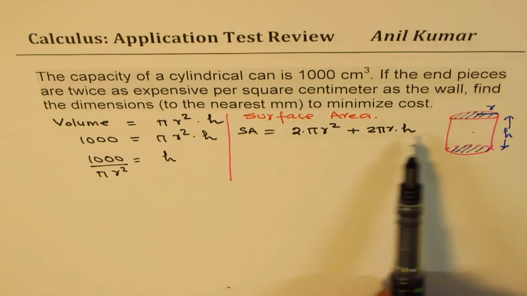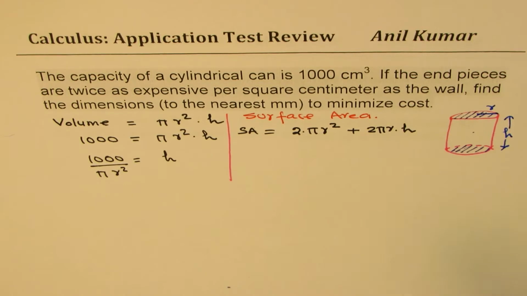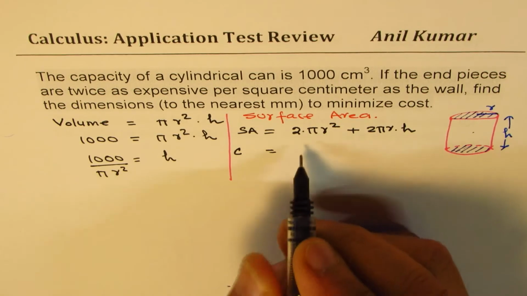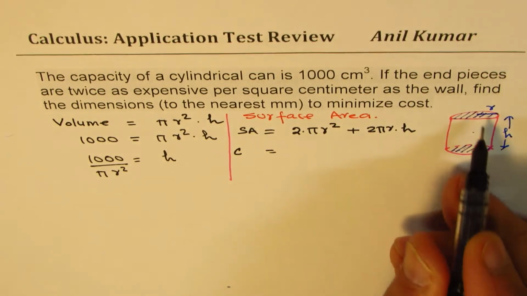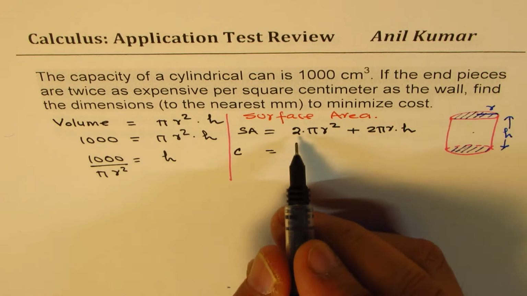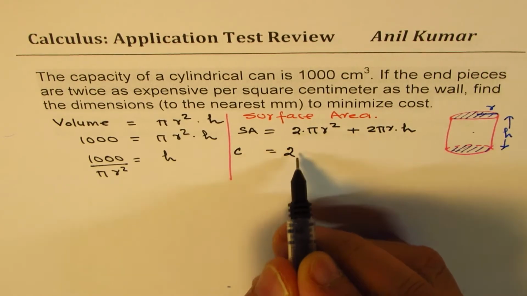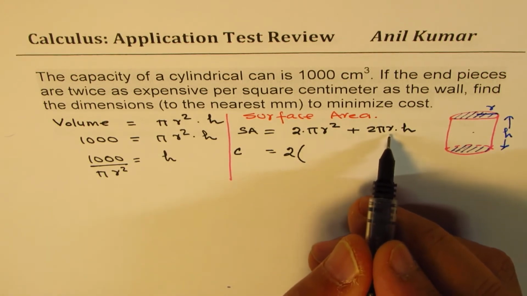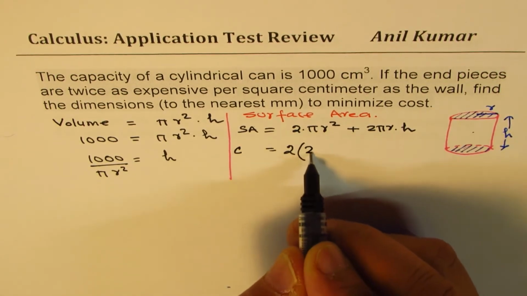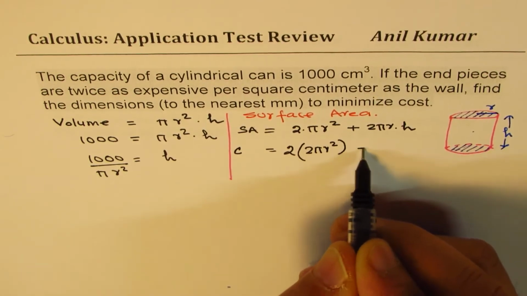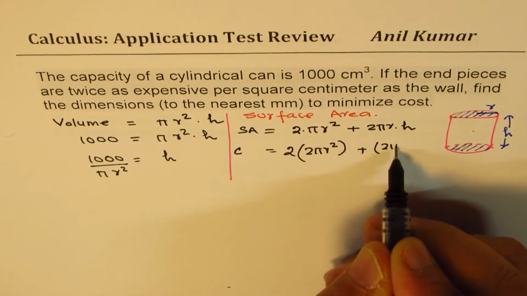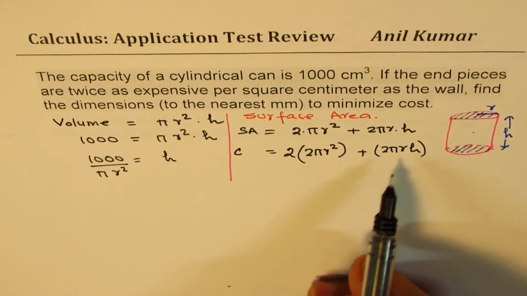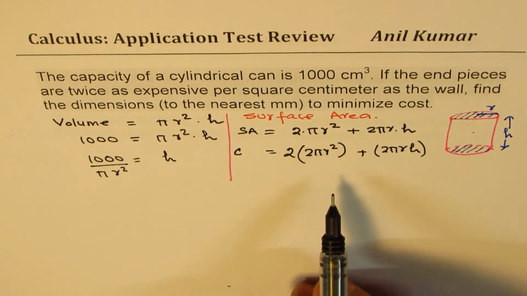It's important to write it like this since we know the cost is also different. So if I write the cost function, then the cost will be, this is twice as expensive as that. So I'm writing 2 times as it is twice as expensive. So we are just taking $1 here, $2 there. So twice 2 pi r square plus 2 pi r h as the cost function. Now it is a good idea to write it in only one variable, otherwise you can't solve it.